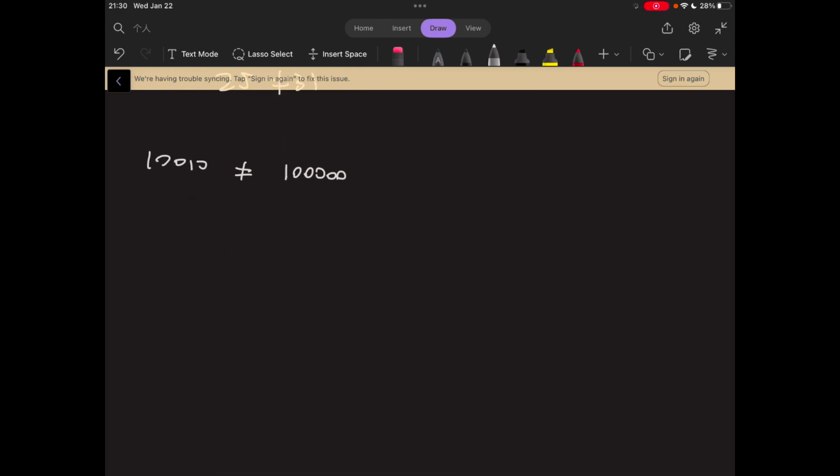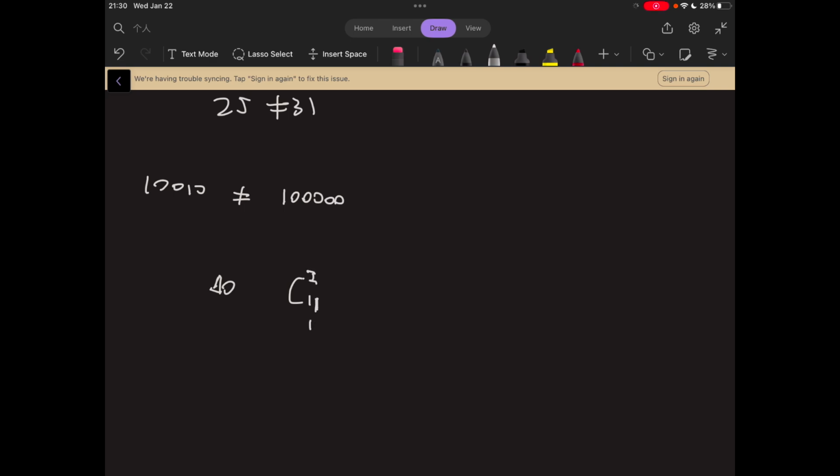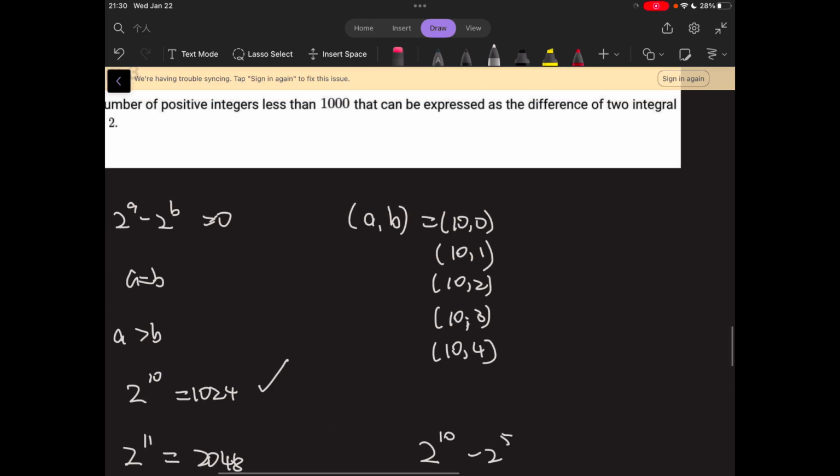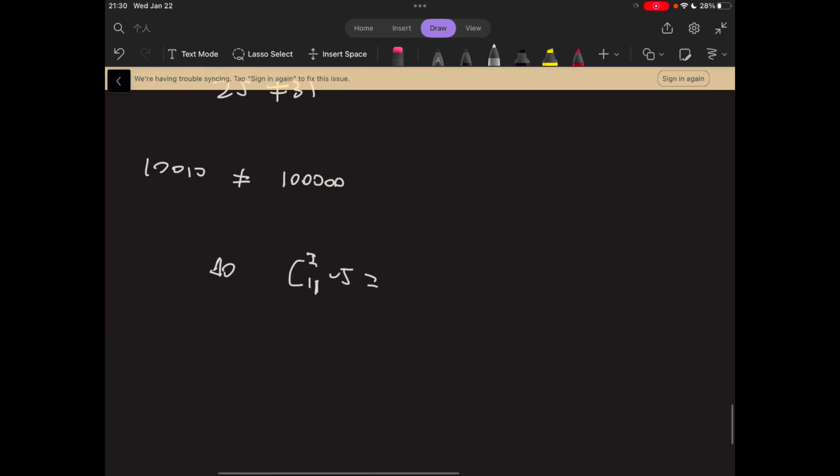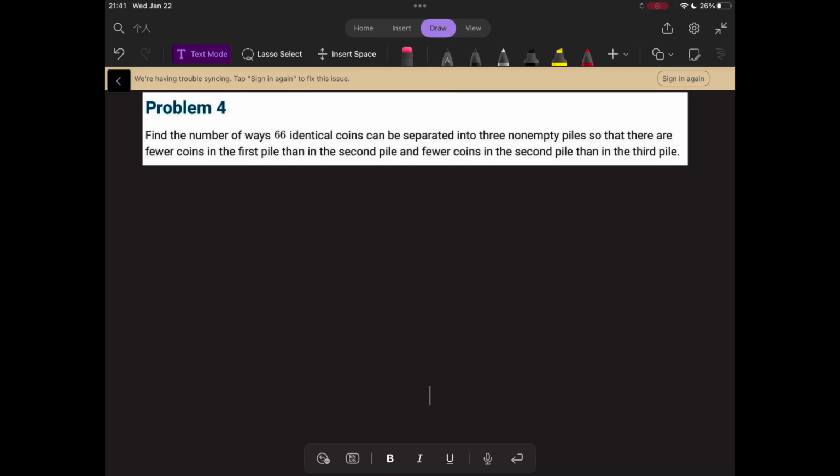So any of the two numbers that are less than 10 won't work. So you choose 2 from 11, which is 0 to 10. And then you minus the 5 we listed out earlier here, which will result in a number more than 1000. We should get the answer 50.